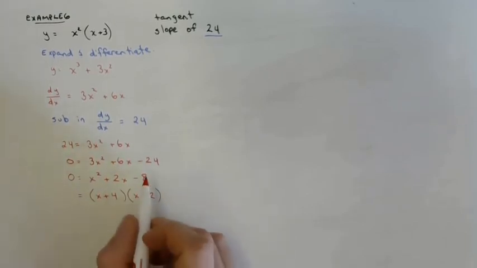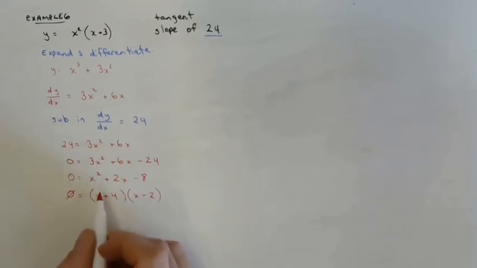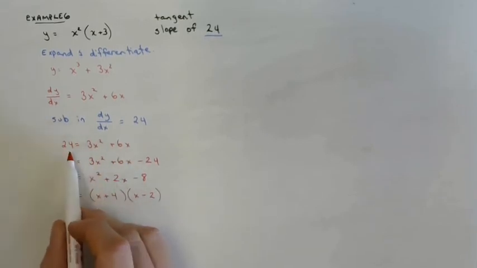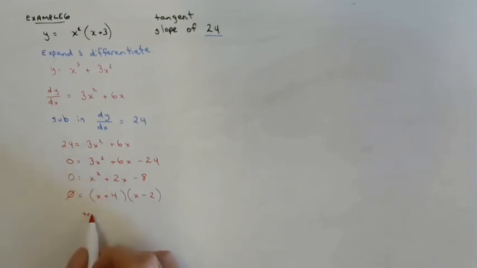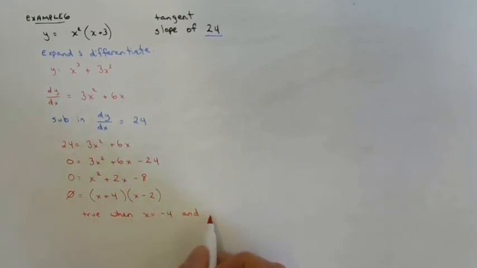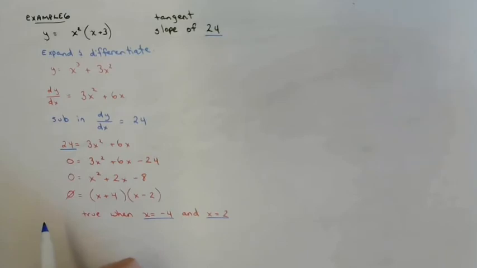So this equation, that 3x squared plus 6x equals 24, is true when x equals negative 4 and x equals positive 2. Okay, what did that tell us? That tells us that when x is this value or this value, the slope is 24. But that's not exactly what we're looking for. We're looking for the points on the graph where this is true. So these are the x values.